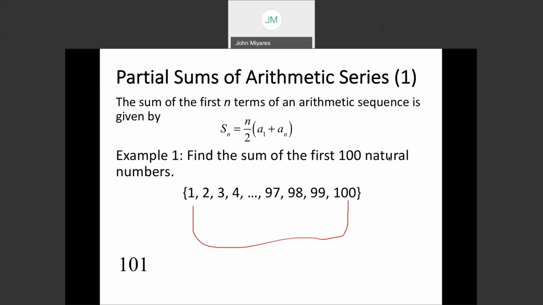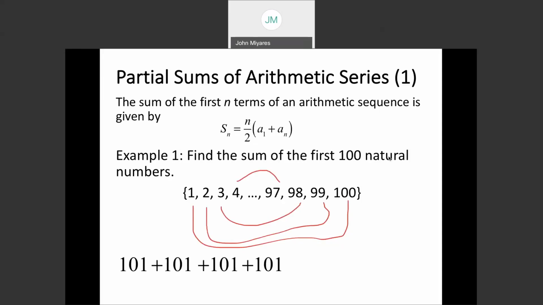Now let's look at the second number and the second to last number, 2 and 99. These also add up to 101. If we look at the third number and the third from the last number, 3 plus 98 again gives 101. Continuing, you could take 4 plus 97 and again get 101.